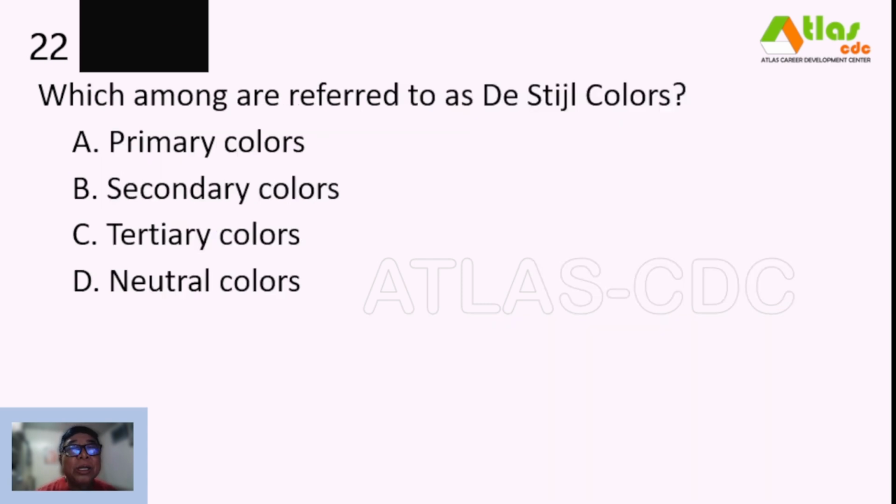Number 22. Which among these are referred to as De Stijl colors? A. Primary colors, B. Secondary colors, C. Tertiary colors, and D. Neutral colors.